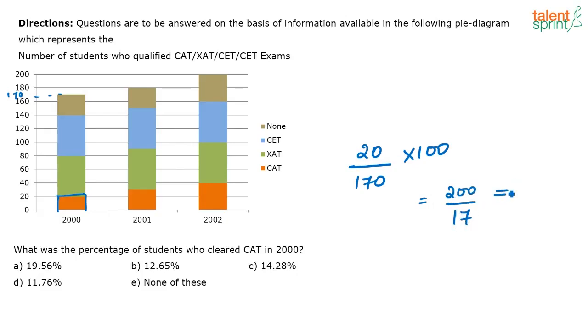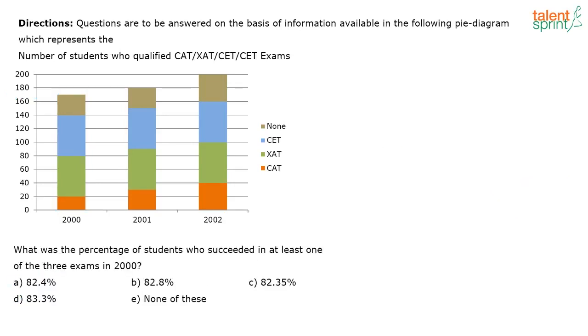Or this is equal to 11.76 percentage, that is option D. Let's look at the next question. What was the percentage of students who succeeded in at least one of the 3 exams in 2000?